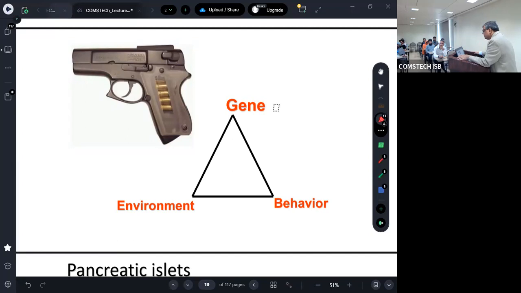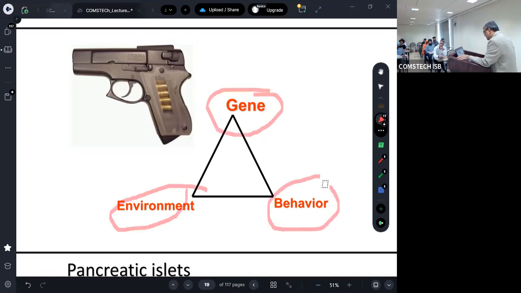Diabetes is not only predominantly genetic; it's called ecogenetics. Gene is here, environment is here, and behavior, lifestyle. It's like a pistol loaded with bullets. You can carry the bullet in your pocket, it will not be harmful, it will not do anything. But if you trigger it, then it can save your life, or it can kill you. The same is true here. Some genetic susceptibility is there, 33%.